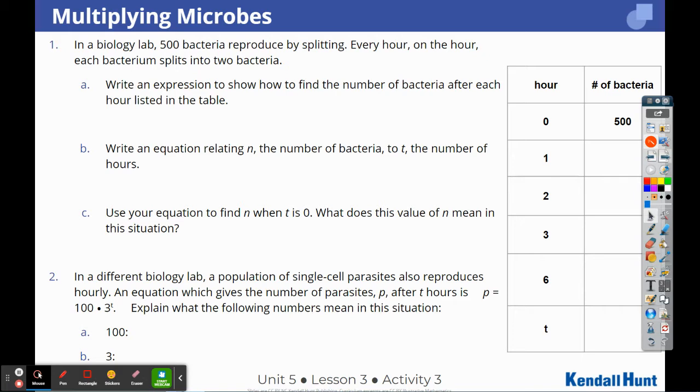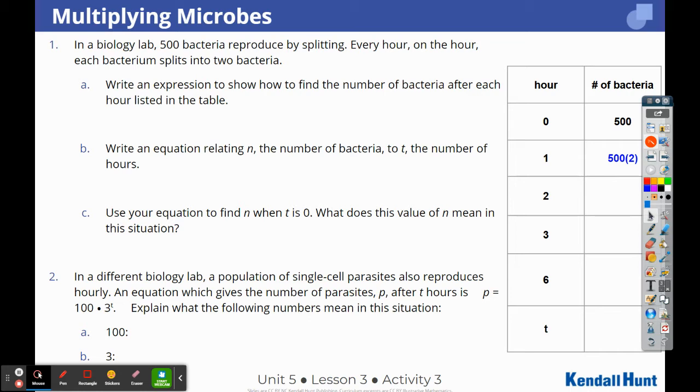So if I start out, initially I have 500 bacteria. After the first hour, what am I going to do to find out how many bacteria I will have then? We're going to multiply by 2. So 500 times 2 will give me that first hour's amount of bacteria.